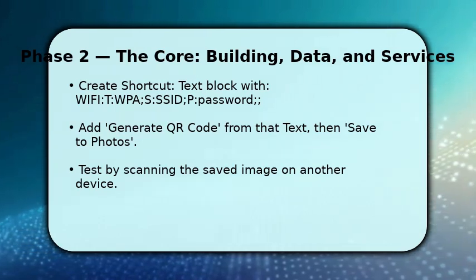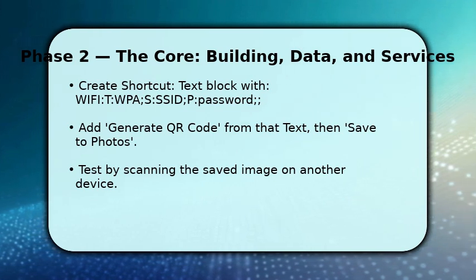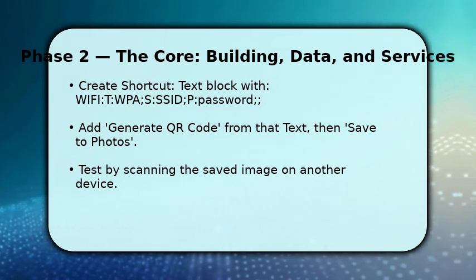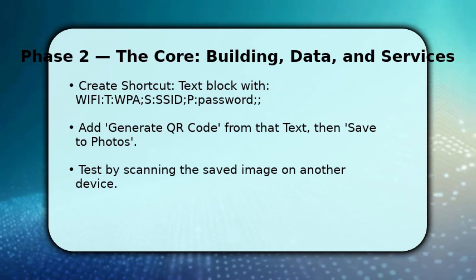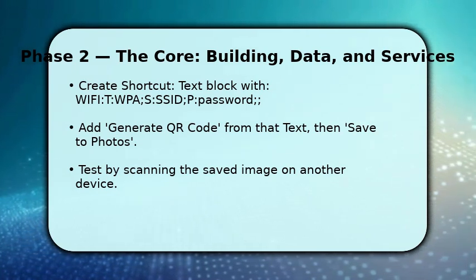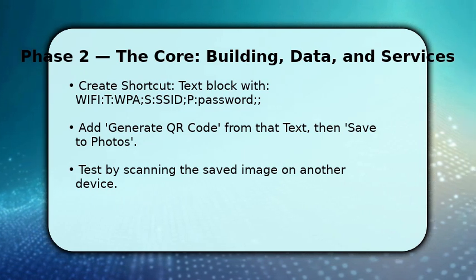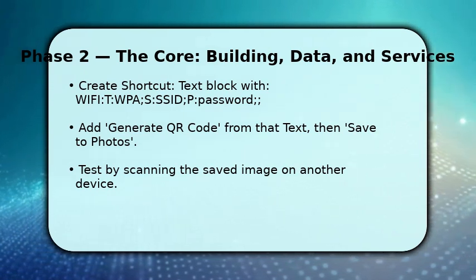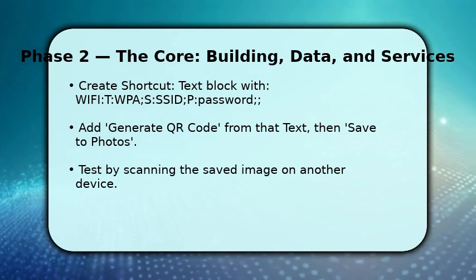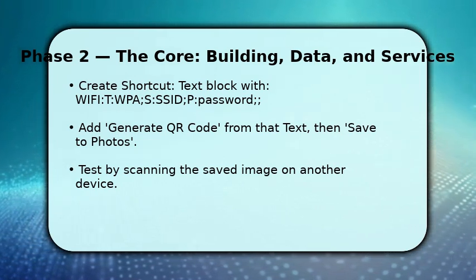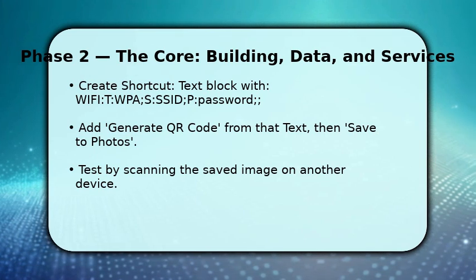Create a new shortcut and add a text action. Paste the Wi-Fi payload in this exact format: WIFI:T:WPA;S:your SSID;P:your password;; Replace values with yours. Next, add a Generate QR code action that uses that text as input, then add Save to Photo Album or Share so you can export the image.